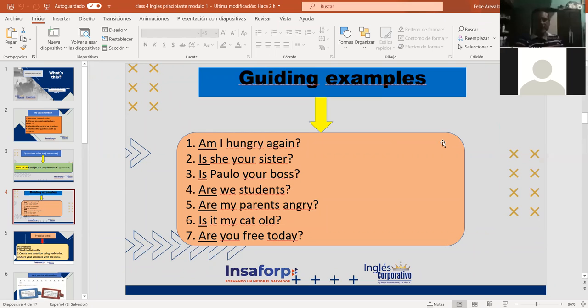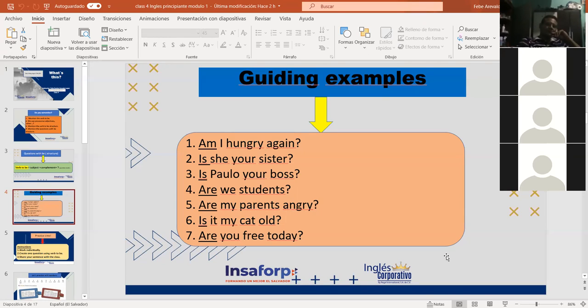Number, let's see, Aníbal, Galicia. Number five, which is my verb to be in number five? Are. Exactly. Nelson David, in number six, what's my verb to be? Is. Exactly. Oscar Carranza, in number seven, which is my verb to be? Are. Exactly. Thank you. Now, my dear students, if you notice, we only have three, right?